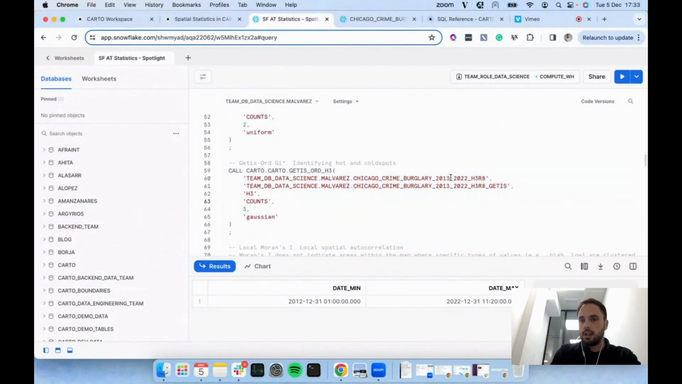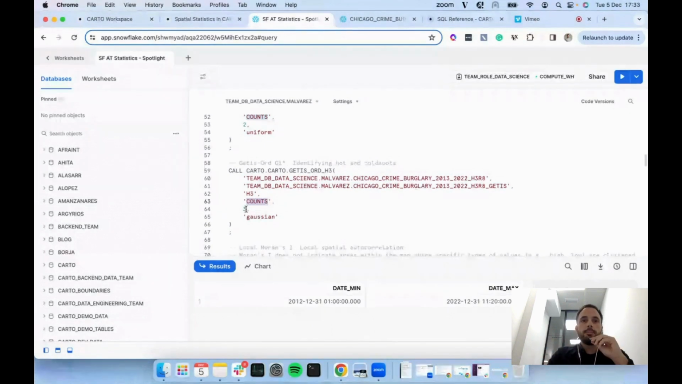So basically, we need our initial data aggregated in some spatial index. In this case, it's H3 with resolution 8. Then the output table, the spatial index column, and the variable for which we want to compute this, which is the count of crime. And then same thing as before, a k-ring and a kernel. In this case, we are using a k-ring of 3.